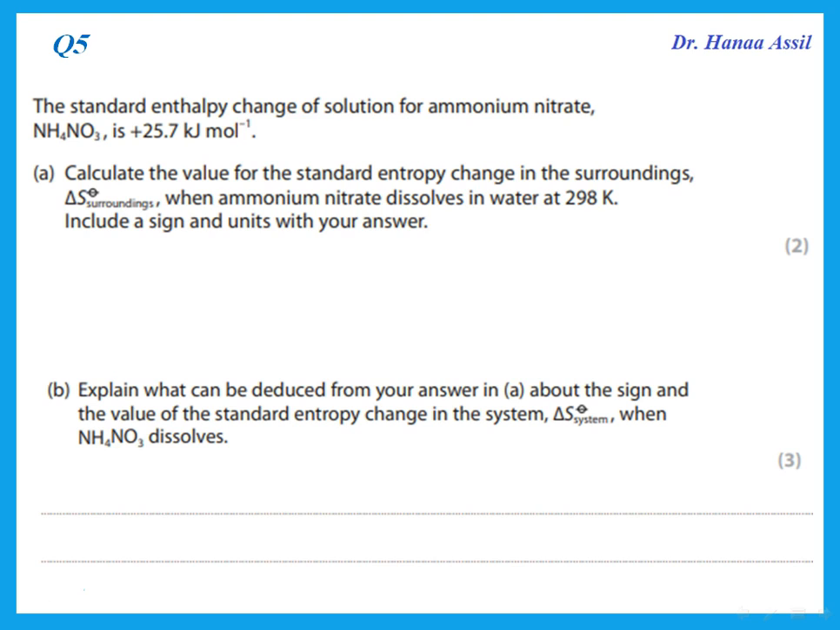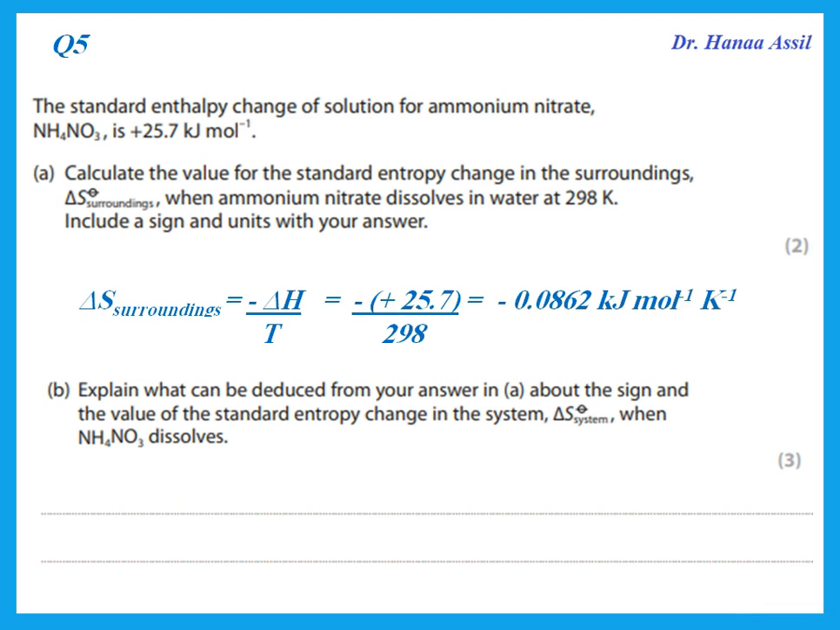This other question says the standard enthalpy change of solution for ammonium nitrate is this. So this is the delta H. Calculate the value of the standard entropy change of the surroundings. We said, how do we get surroundings? Do you remember the equation? It's minus delta H over T. So he already gives me the delta H up there, but the delta H has a positive sign. That means my delta S will have a negative sign. So the delta S of the surroundings would have a negative sign.